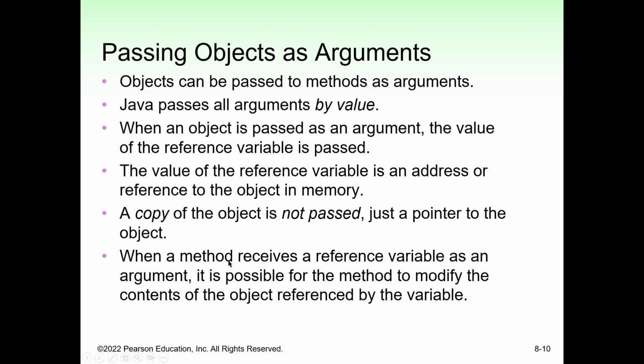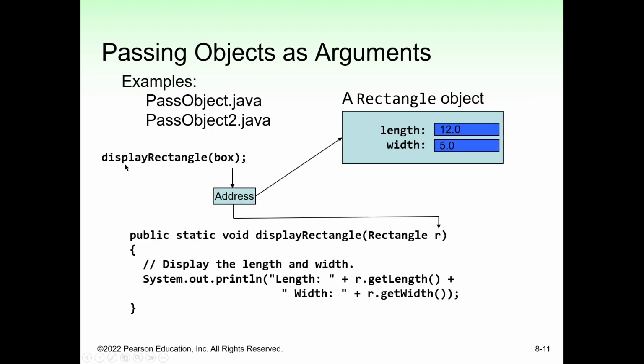However, if your method receives that object, it's possible for that method to modify the contents of the object that you're passing. Now, look at this. We have a method display rectangle, and we're passing an object called box. Our object has 2 variables, length 12 and width 5. We are passing that object as an argument right here into our parameter, and it's just going to display the length and width that are stored inside of our object.